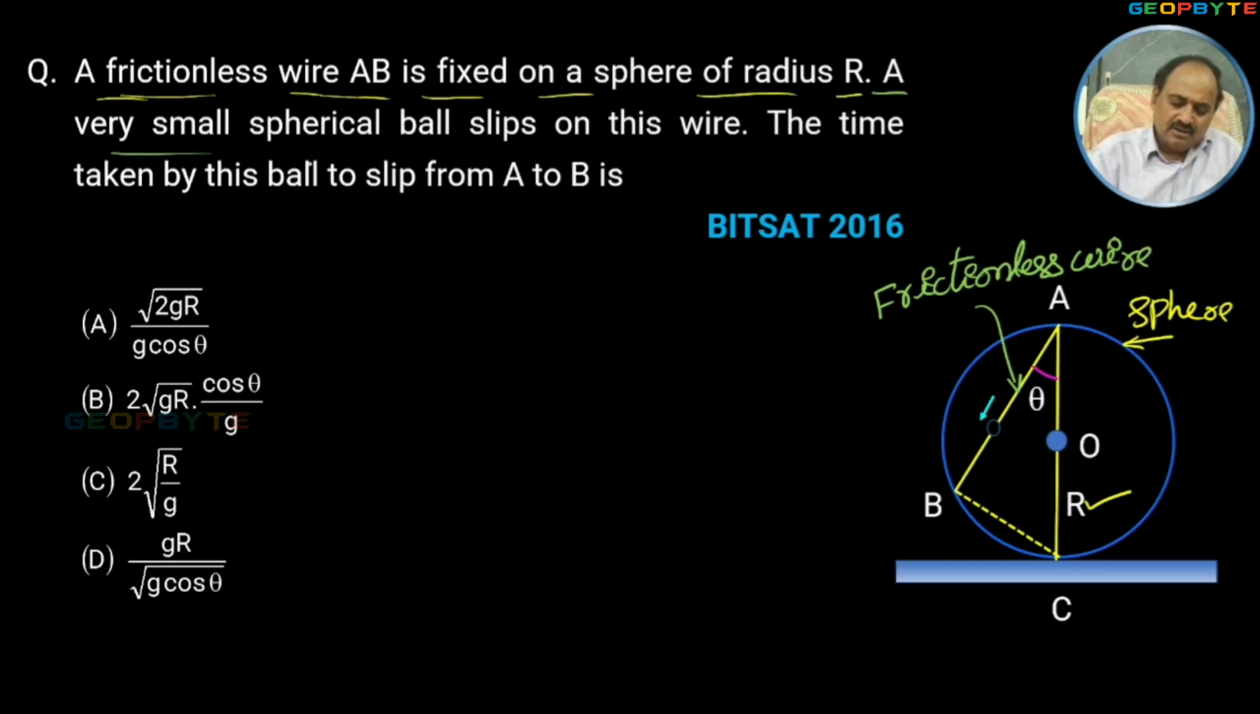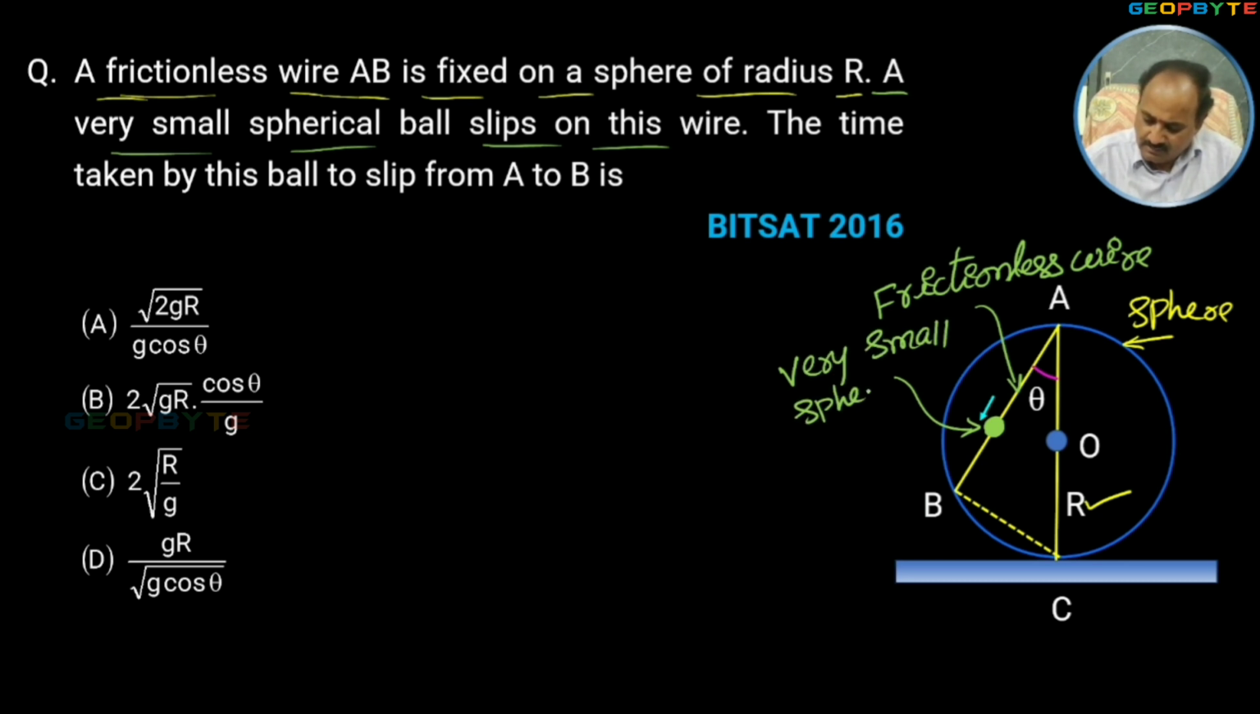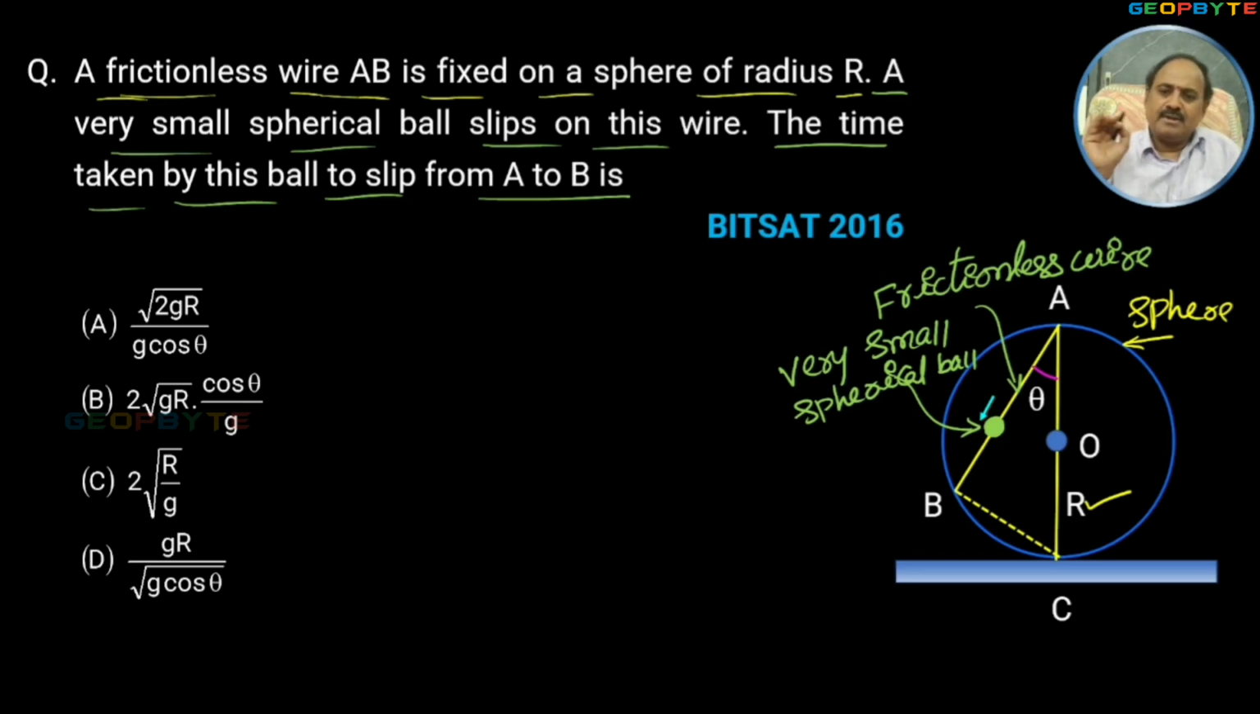A very small spherical ball slips on this wire. Look at the very small spherical ball which is slipping along the AB. The time taken by this ball to slip from A to B. What is the time required to slip the ball from A to B?